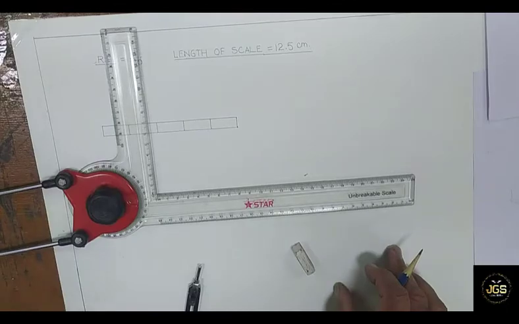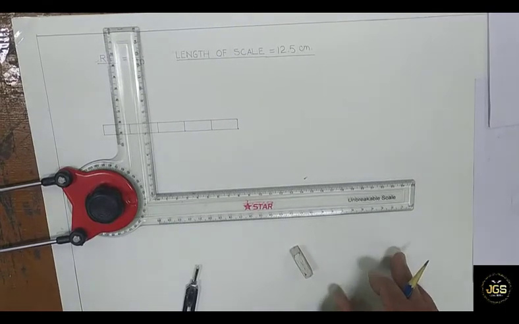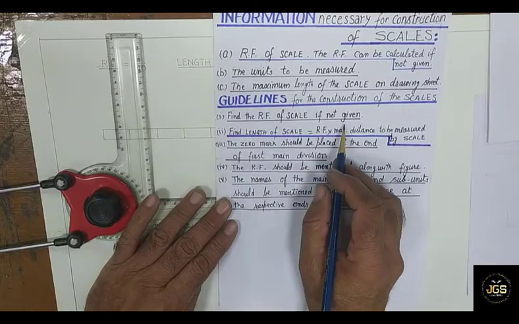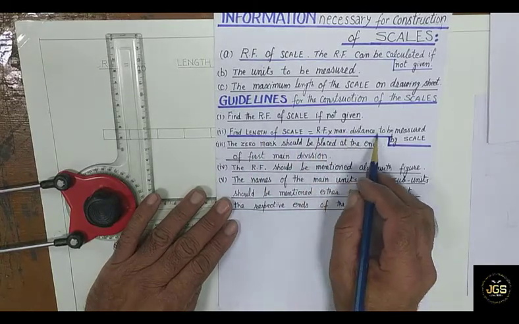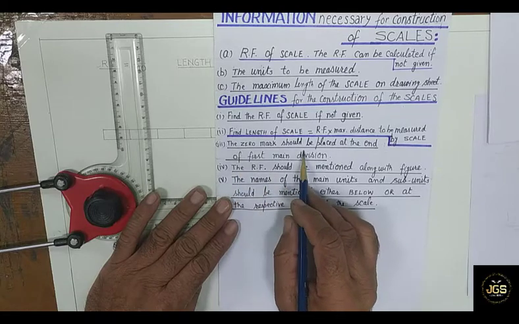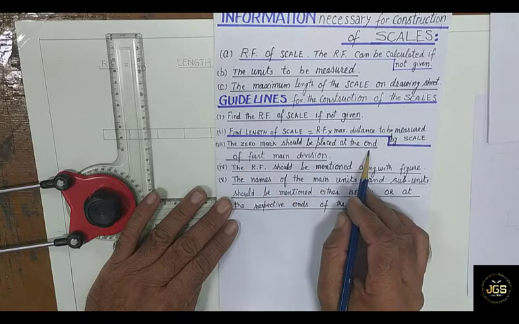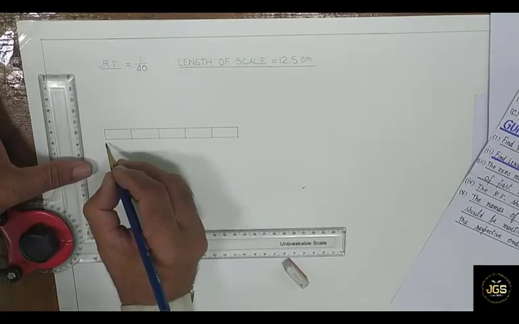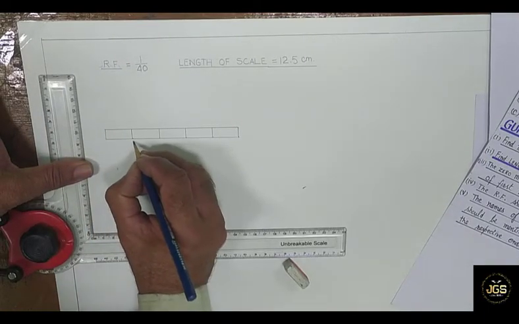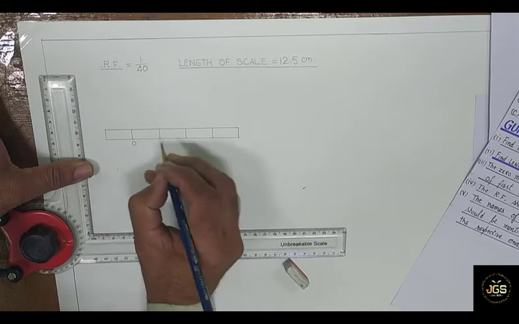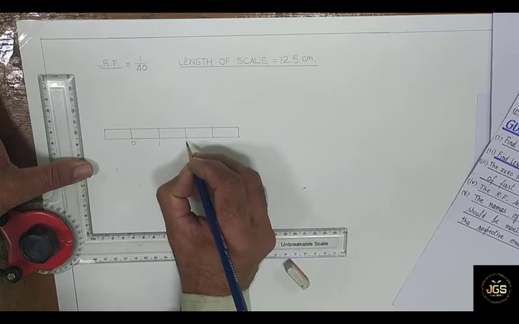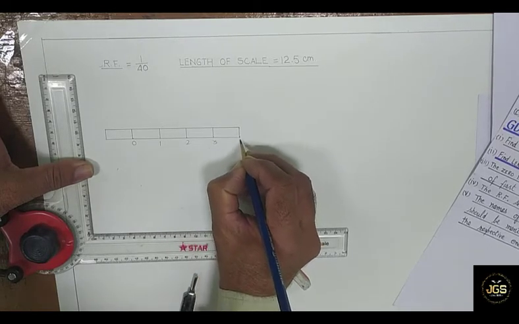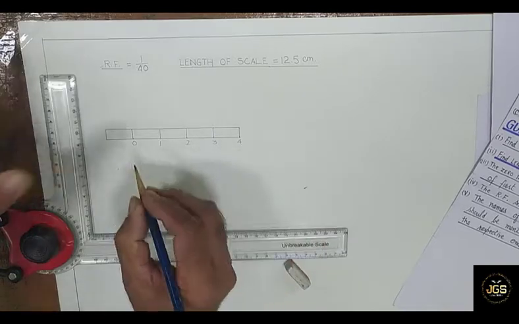So as per the instructions given in the guidelines, see over here, find the RF of the scale. We calculated this. Then length of the scale is calculated. Then the 0 mark should be placed at the end of the first main division. So here this is your first division. Here you can mark 0. Okay, 0 meter. This is 1 meter. This is 2 meter. This is 3 meter. This is 4 meters. Okay.